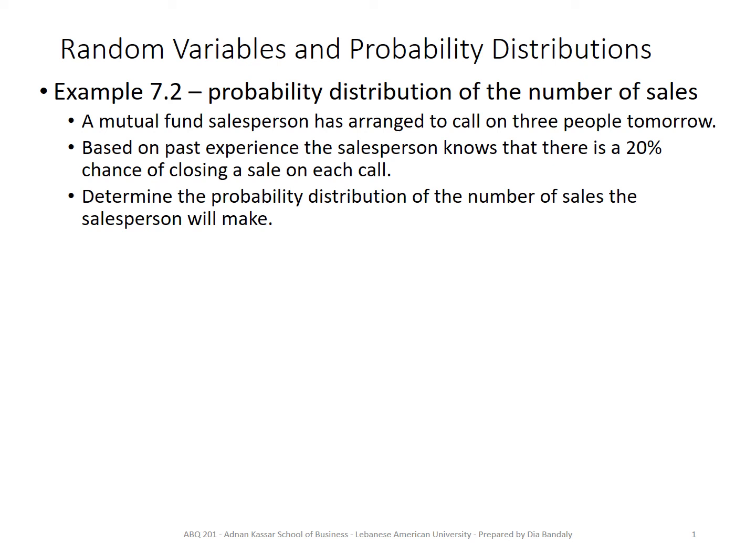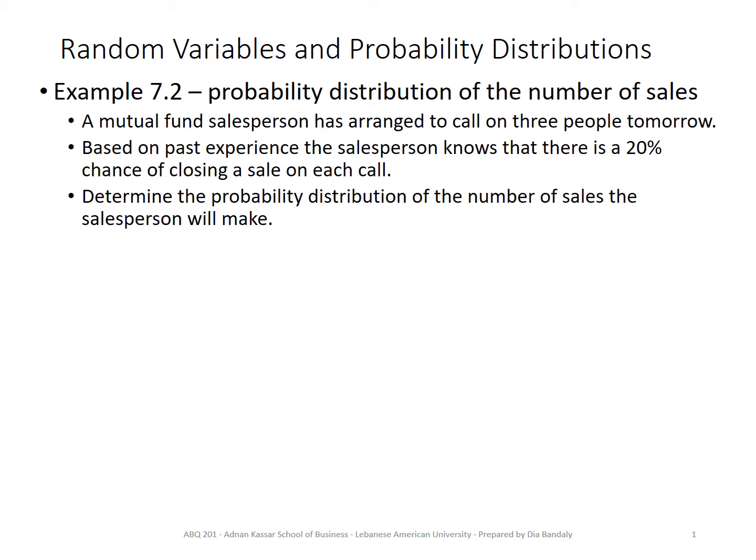Okay, another example, 7.2 from your textbook. Here, what do we have? We have a salesperson who wants to make calls to try to sell to the people whom he's calling. Now, based on past experience, he knows that there's a 20% chance that once he calls a person, he can close a sale, meaning that the person will accept to buy whatever the salesperson is selling.